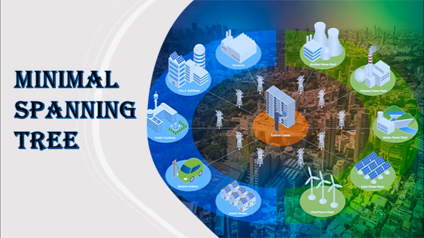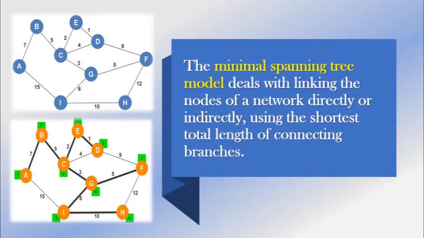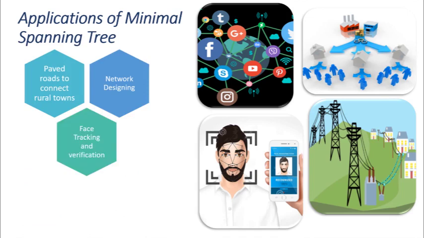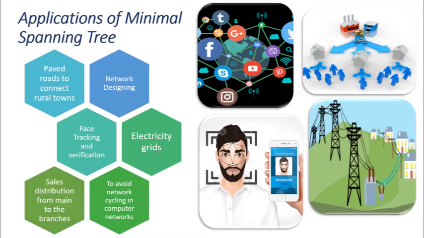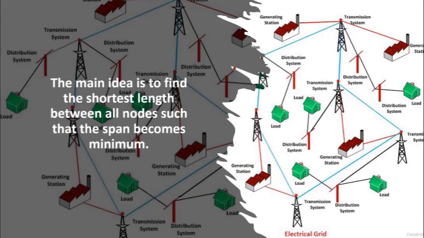Here onwards, we will be discussing the minimal spanning tree model. The minimal spanning tree model deals with linking the nodes of a network directly or indirectly using the shortest total length of connecting branches. Applications of minimal spanning tree spread across a range: network designing, paved road construction, phase tracking and verifications, construction of electricity grids, avoiding network cycles, sales distributions are some of them. Keep in mind that the main idea of minimal spanning tree is to find the shortest length between all nodes such that the span becomes minimum.